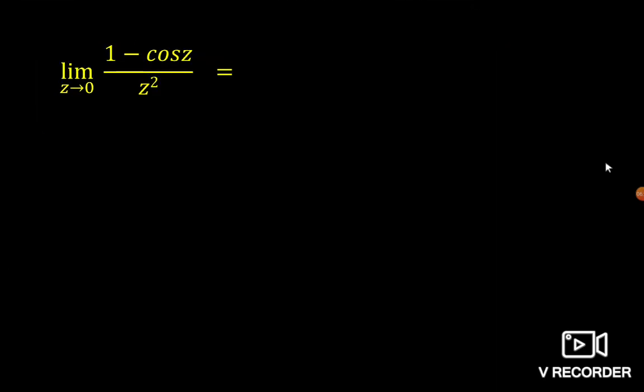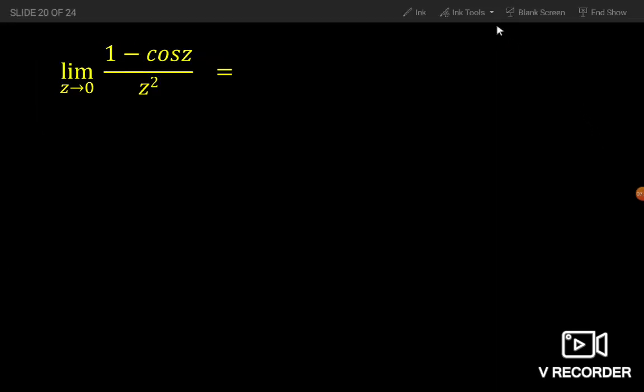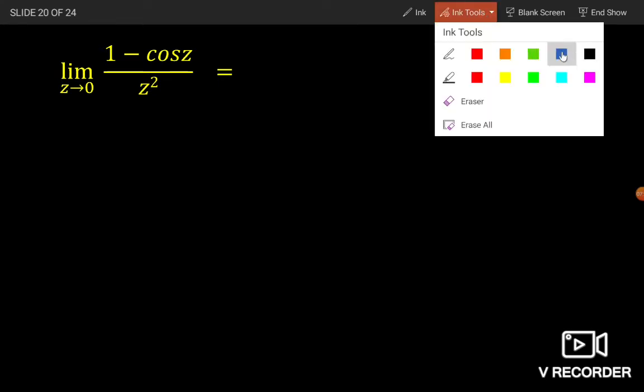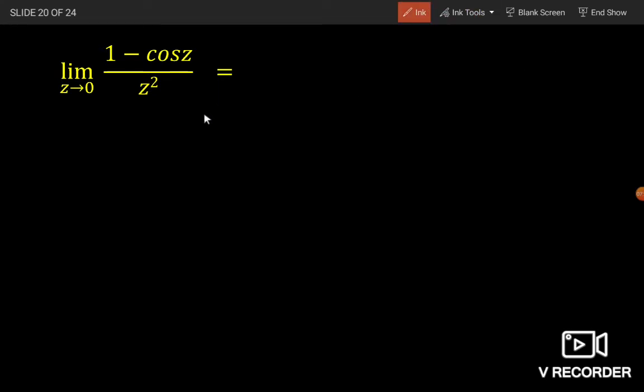Now for our next problem, the limit of 1 minus cosine of z over z squared as z approaches 0. So, the limit of 1 minus cosine z over z squared. So what we can do, let me see, what if I express it like this?